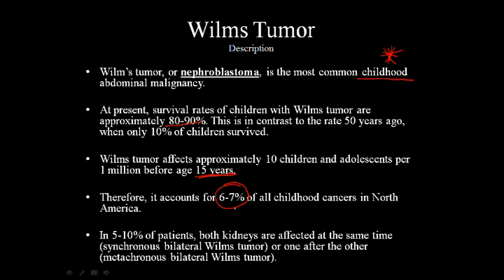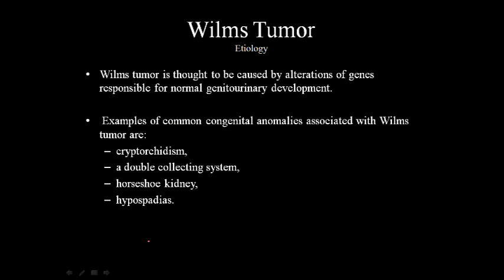In 5 to 10% of patients, both kidneys are affected at the same time, which is called synchronous bilateral Wilms tumor, or one after the other, which is metachronous bilateral Wilms tumor. And so it can either affect both at the same time or one right after the other.